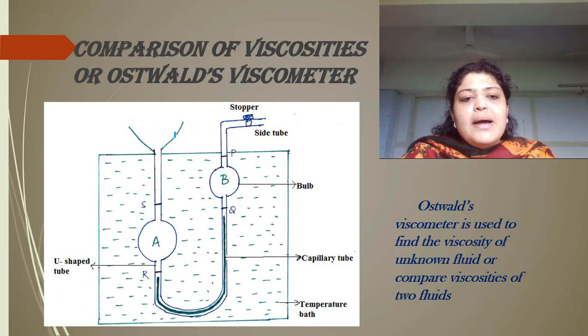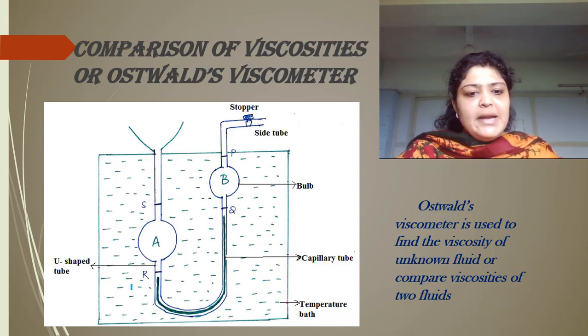The bulb A is connected to a container through which fluid is inserted. The bulb B is connected to a side tube which is controlled by a stopper. And this entire setup is placed in a temperature bath so that temperature is maintained. Now how does it work? This is the input source.